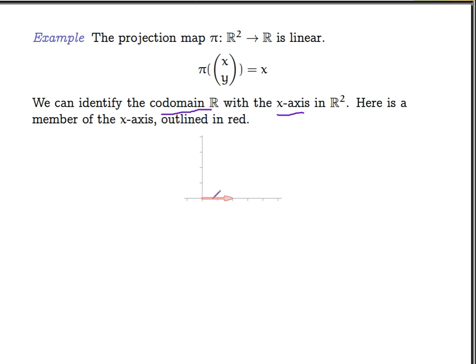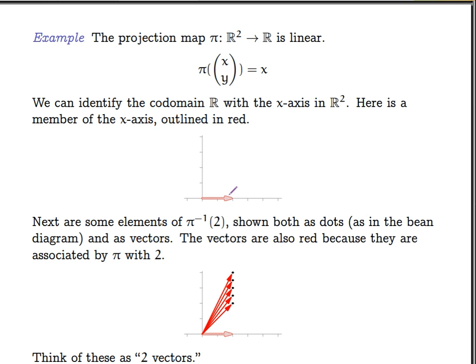Now remember that H inverse of this particular element is the set of all vectors in the domain that map to this same element in the codomain. Okay. Now if you think about it, all of these points in R2 will map to this same element in the codomain.